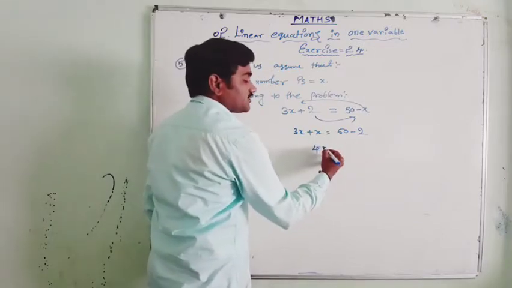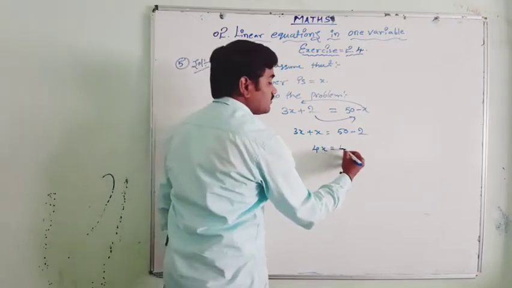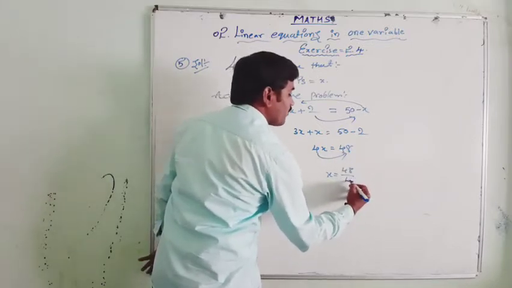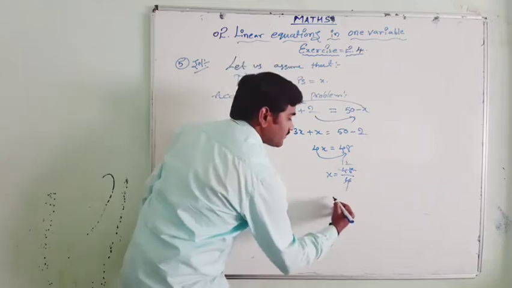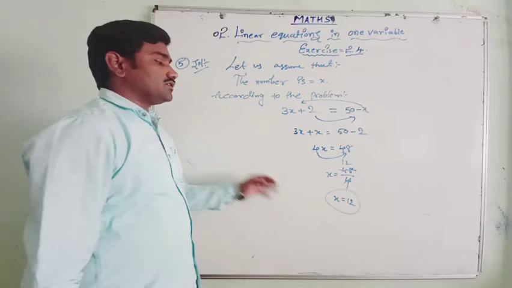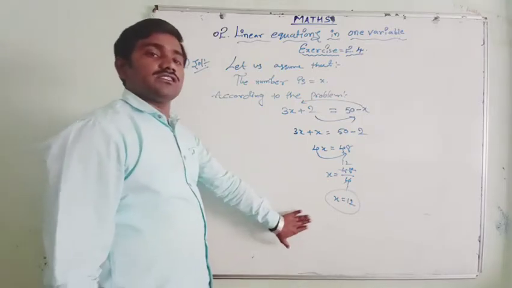Here 3x plus 1x, that is 4x, is equal to 48. This 4 will transfer to this side, x equals 48 by 4. 4 twelves are 48. X equals 12. Therefore, the number is 12.